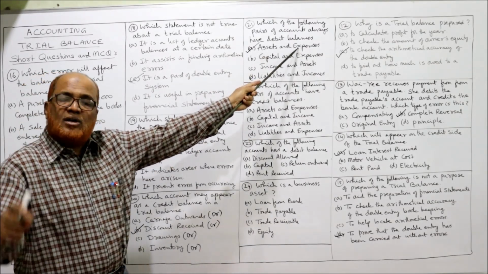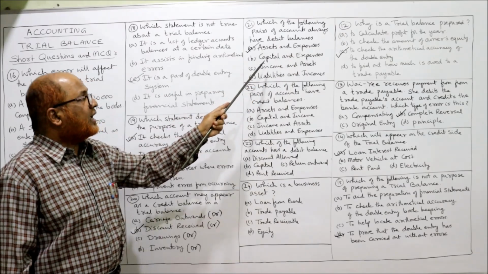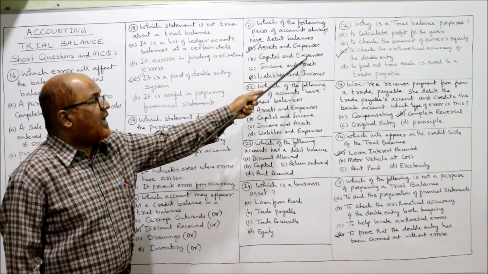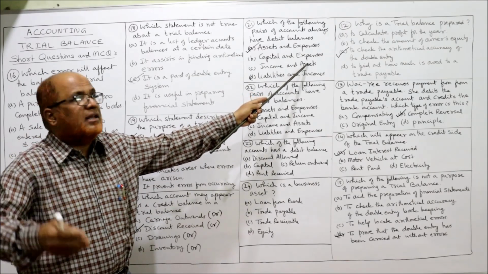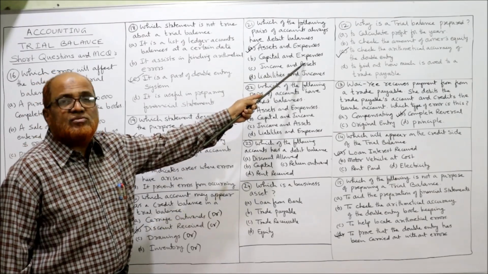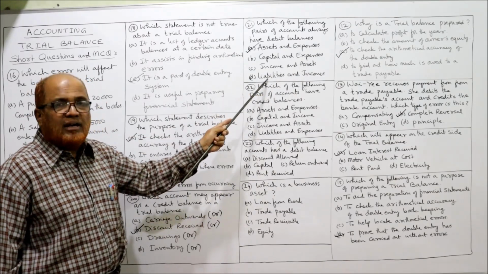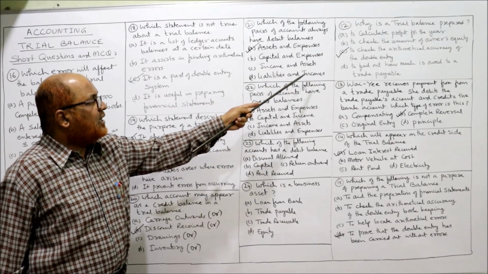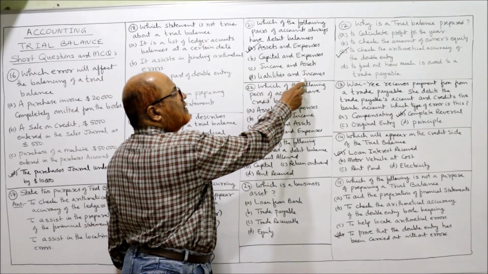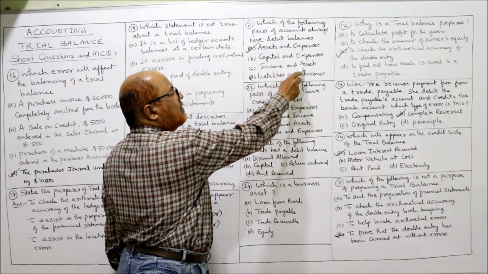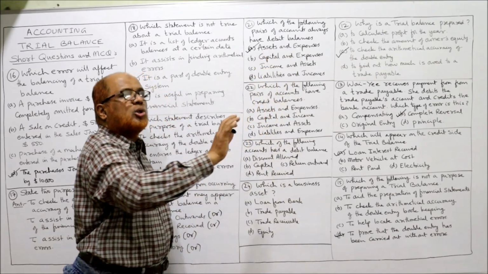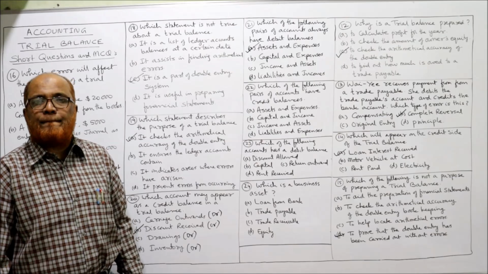All assets will show debit balance. All expenses will show debit balance. Here capital will show credit balance and expenses will show debit balance. Here income will show credit balance, assets will show debit balance, liabilities will show credit balance, incomes will show credit balance. Here both are credit. Here one credit, one debit. But assets and expenses both are debit.